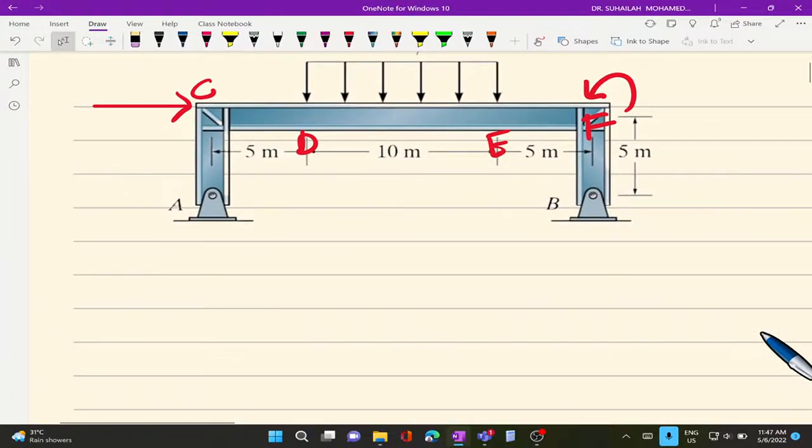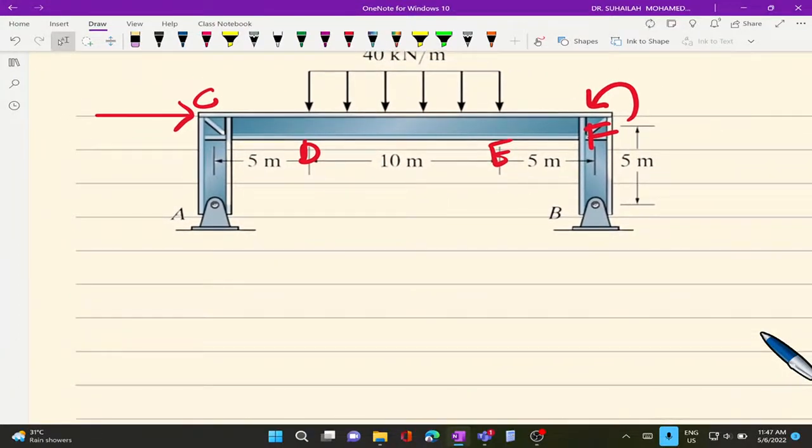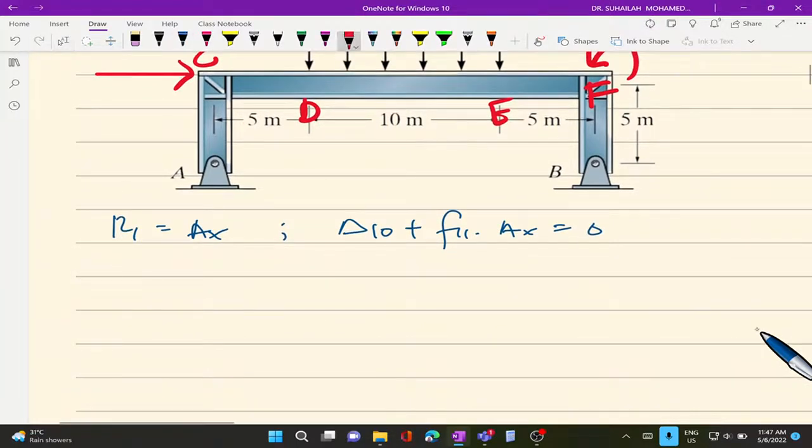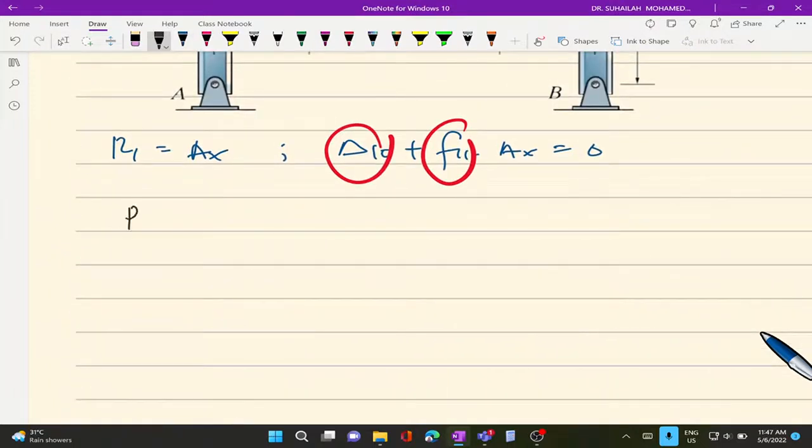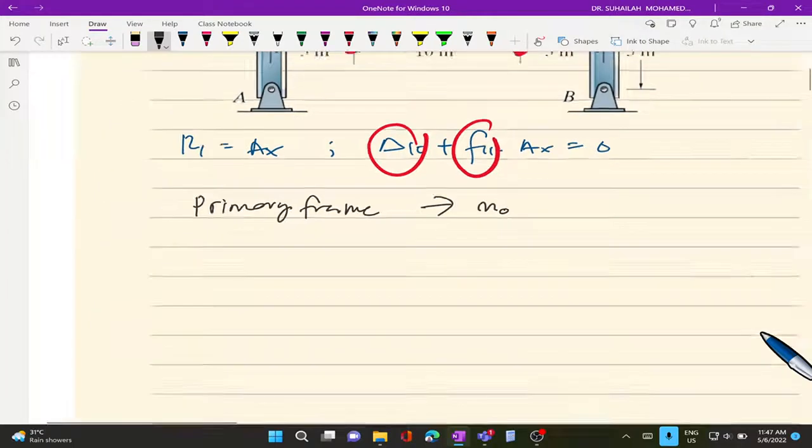what we have. Okay, let's say AX is chosen as redundant. So redundant AX. So having this, we will have delta 1 naught plus F11 times AX equivalent to 0. Okay, so from this we know that we have two systems. One is called the primary frame, and in the primary frame, we are going to have M naught.